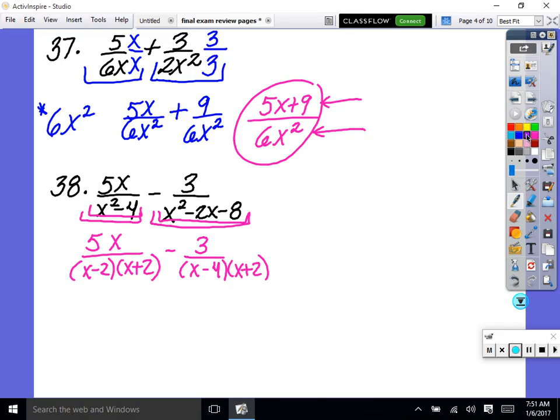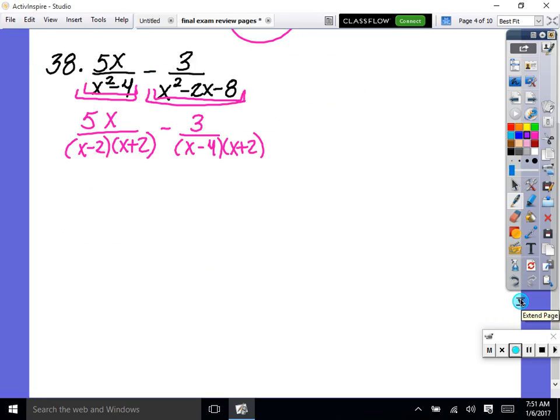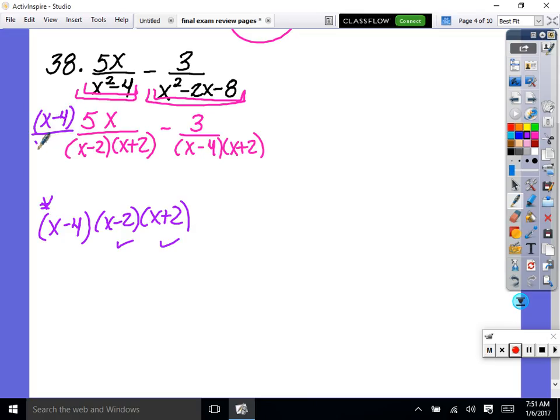Okay, so least common denominator here is we have an x minus 4, we have an x minus 2, and an x plus 2. So we need all of our denominators to look like that. This has an x minus 2, check, and an x plus 2, check, so it needs x minus 4. So I'm going to multiply x minus 4 over x minus 4 to this piece. This one has an x minus 4, and it has an x plus 2. So that means it needs x minus 2. So we're going to multiply by x minus 2 over x minus 2.